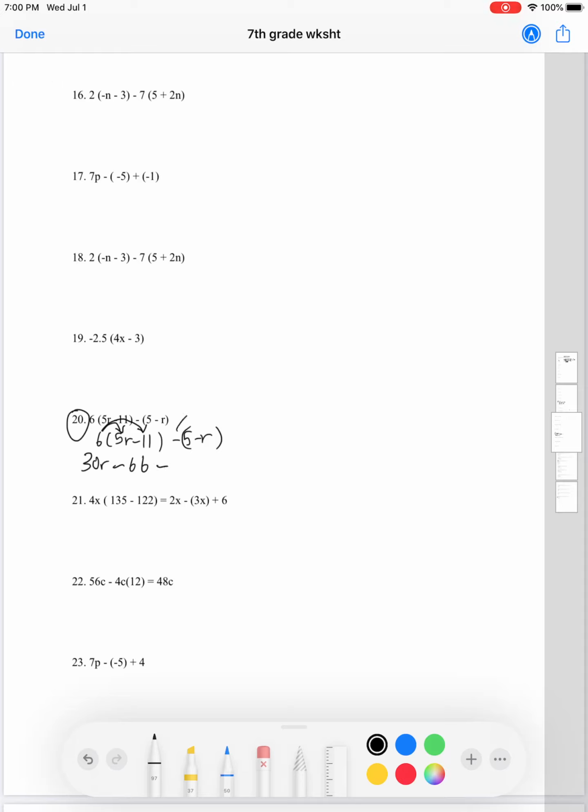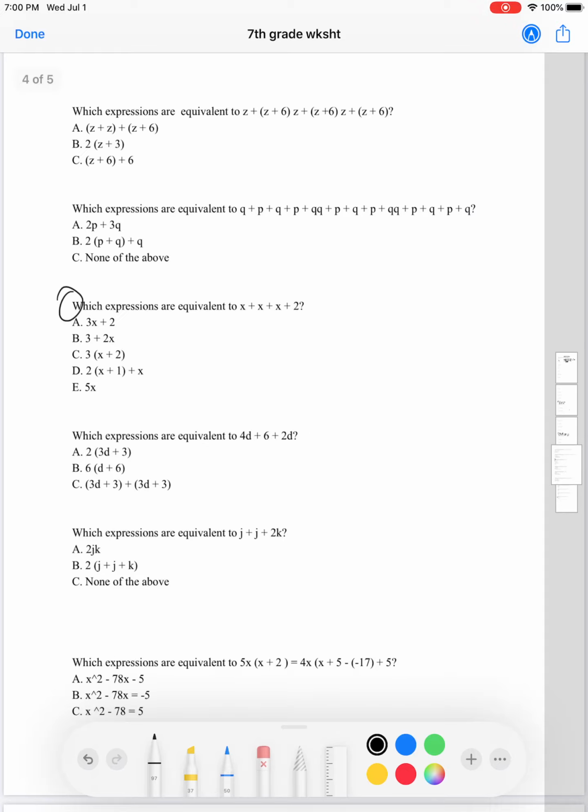This negative 1 times 5 is negative 5. This negative 1 times negative r is just r. Now we can see that our like terms are these. 30r plus r is just 31r. Minus negative 66 minus 5 is just negative 71. And that's your answer. Moving on.